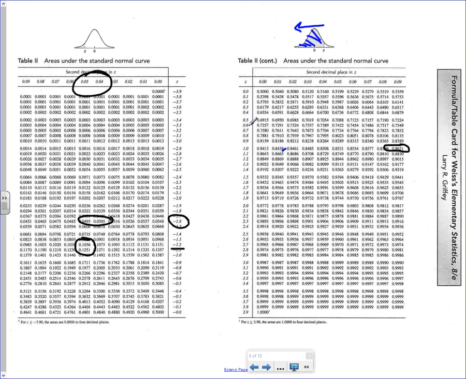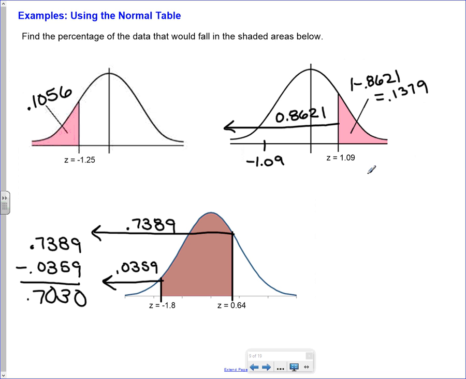Then 0.64. We go to 0.64 right here. We get 0.7389. Okay, and so this is all the area there. This is just this little tail. We need to subtract that part off, and we get 0.7030, and that would be the area right in here. Okay, so those are kind of the 3 ways you could be asked about using the normal table.